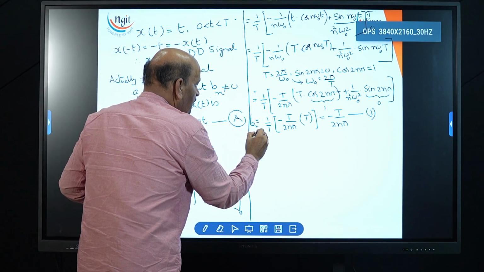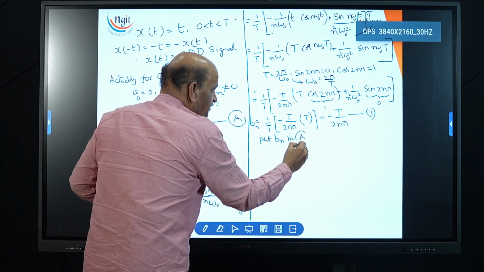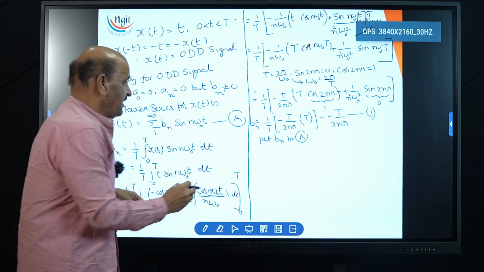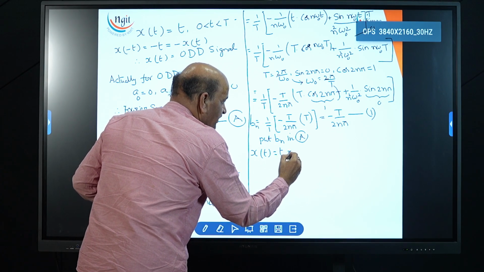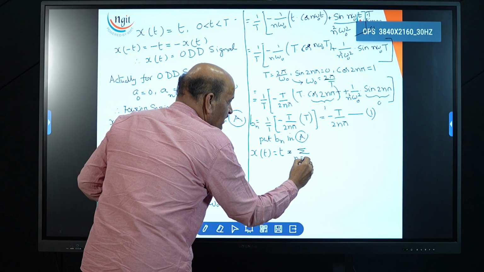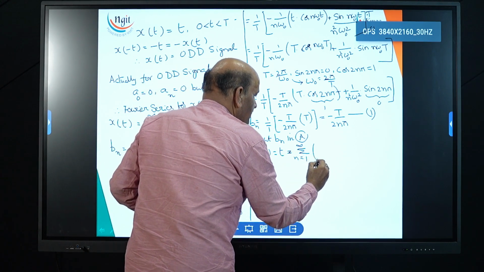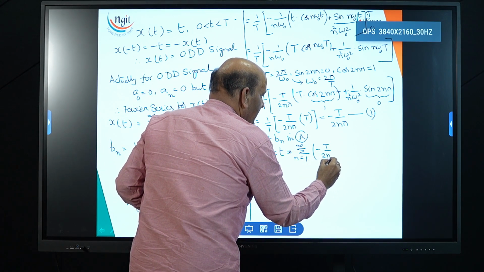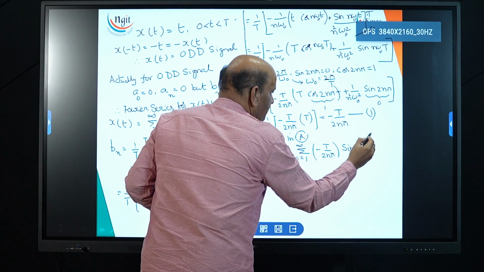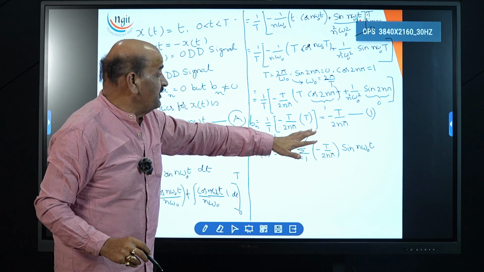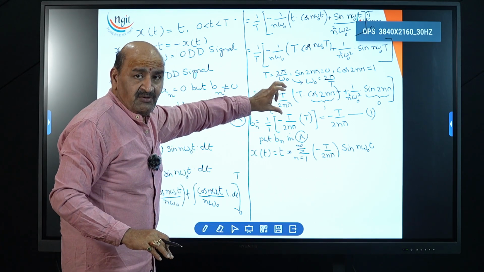Bn. Now put the value of Bn in the main equation A. Then x of t is equal to summation n equal to 1 to infinity. What value did we get? This value is minus T by 2n pi into sine n omega naught t. In the main equation, don't replace omega naught by 2 pi by T. In the main equation, don't replace. You are supposed to replace only in the calculation part.